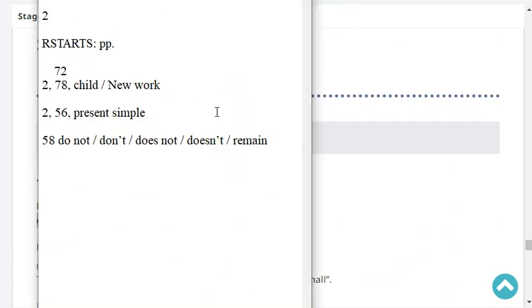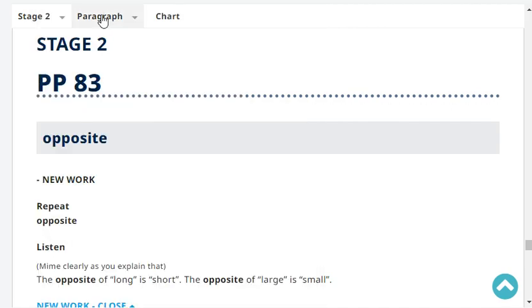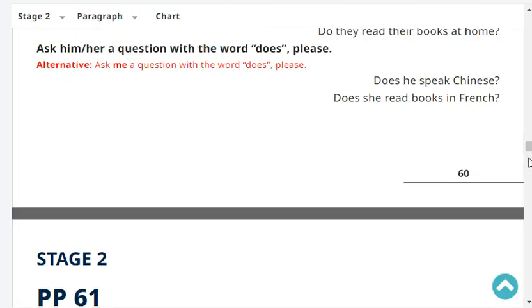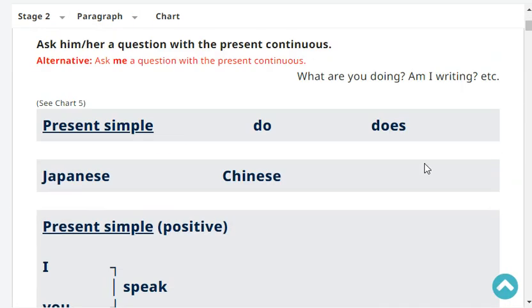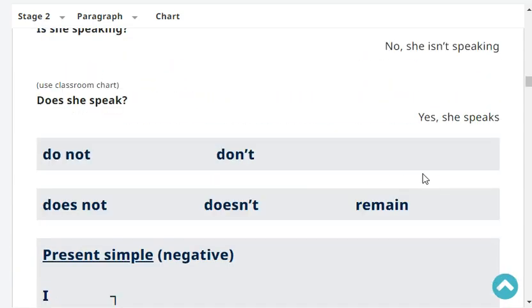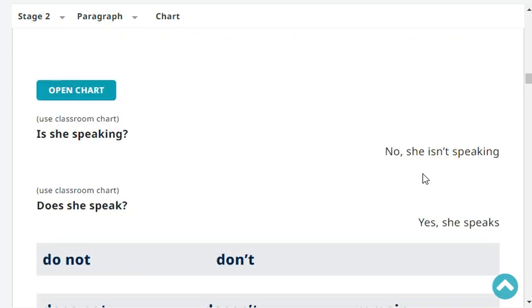Okay, reading is at stage two, page 56. Okay, please start reading at page 58. Do not, don't. Very good.